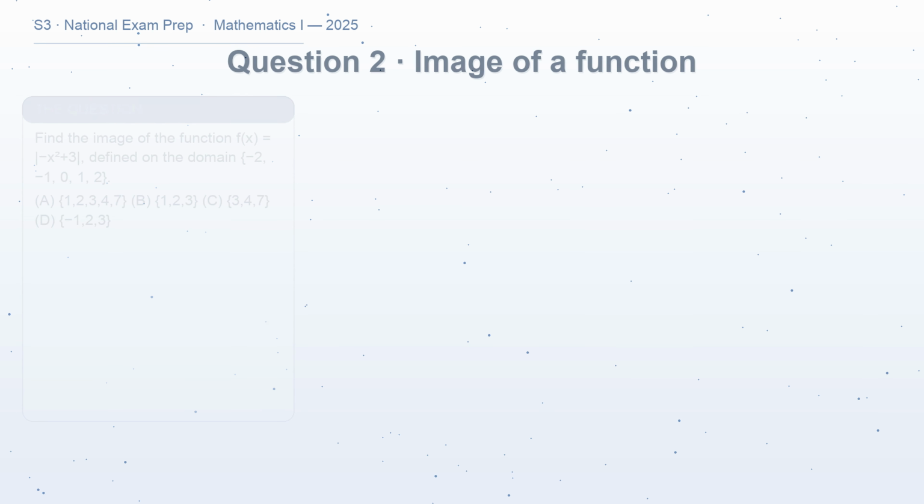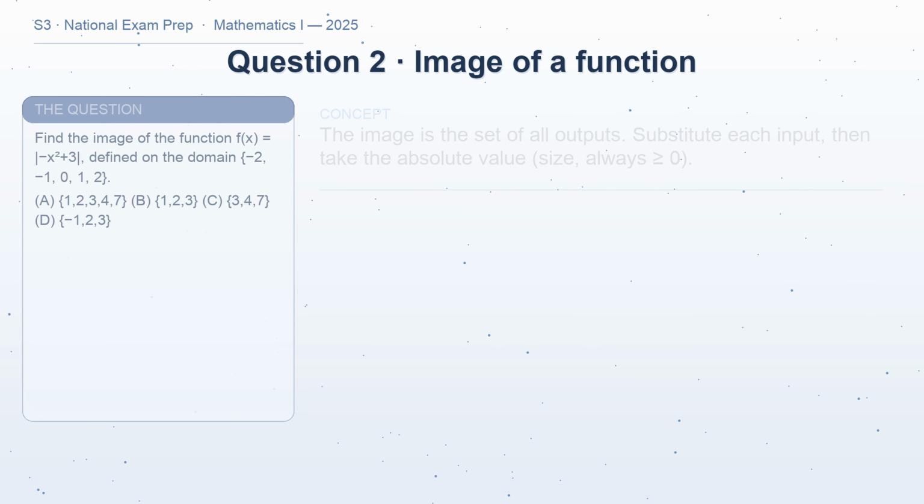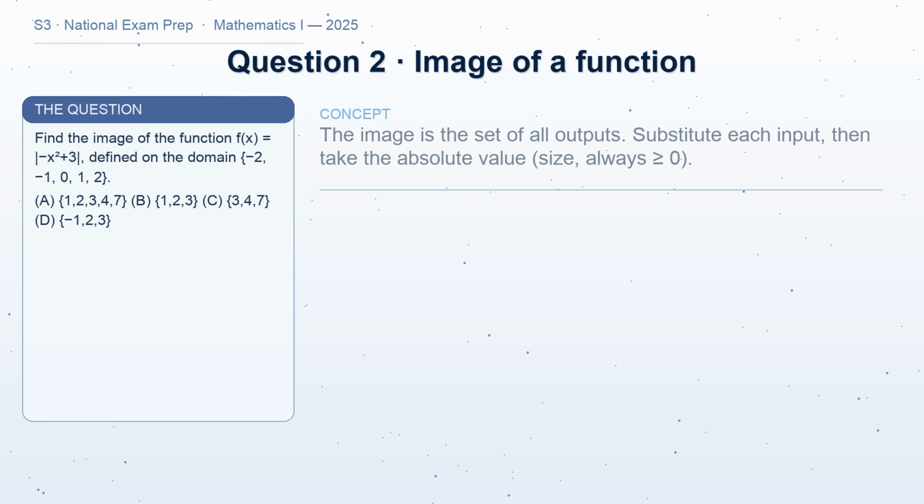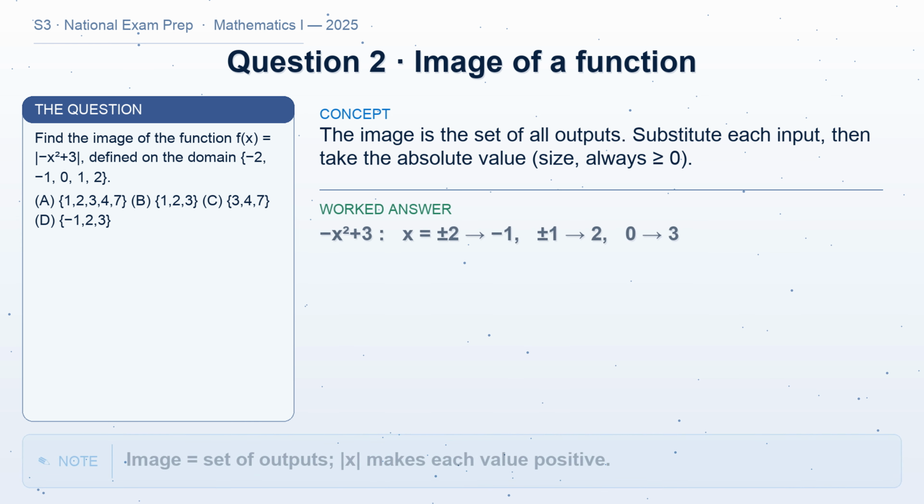Question 2. Find the image of the function f of x equals the absolute value of minus x squared plus 3 on the domain minus 2, minus 1, 0, 1, and 2. The image is simply the set of all outputs we get by feeding in each allowed input. The bars mean absolute value, the size of the number, always made positive.